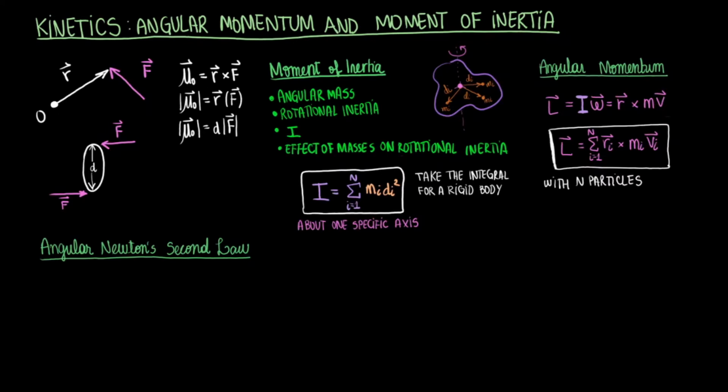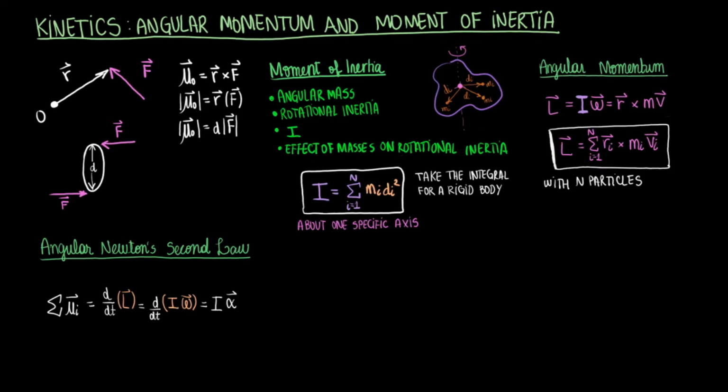The sum of all the moments equals the derivative of the angular momentum with respect to time. We can then replace the angular momentum with the moment of inertia times the angular velocity. Since the moment of inertia is a constant, we take that out of the derivative and take the derivative of the angular velocity, which equals the angular acceleration. This should remind you of Newton's second law, where the sum of external forces equals mass times acceleration.